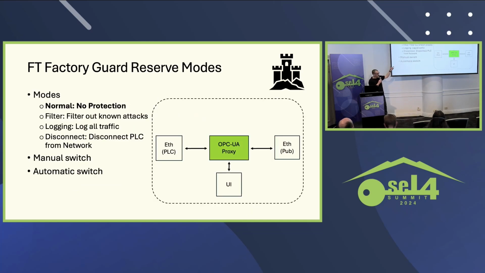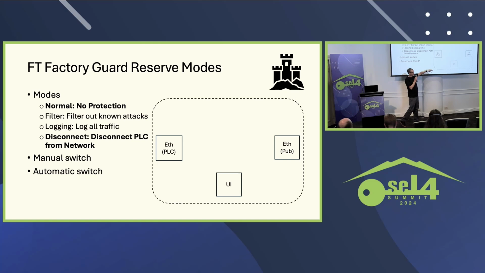The reserve modes, the configurations of the factory, there are 4 of them. There's normal with no protection, where there's just a proxy component where all the traffic goes through. There's a filter mode where it filters out and stops known attacks. There's a filtering plus logging mode where it filters out attacks, but it also logs everything for further analysis. And then there's a disconnected mode. If you're really desperate and in trouble, you just remove that proxy in the middle, and there's no more connection between the 2 Ethernets, and no traffic can come through.